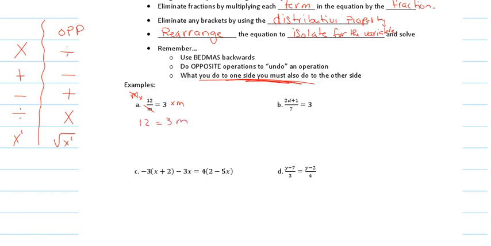Now, m is not by itself, and my goal is to have m by itself. Now, what's happening between the 3 and the m? Multiplying. It's multiplying. So if I want to get rid of that multiplication, what would be my opposite operation? Divide by 3. So whatever I do to one side, I have to do to the other, right? I got rid of the 3. Now 12 divided by 3 is 4.